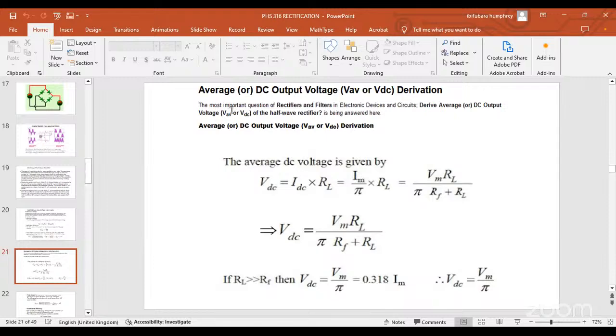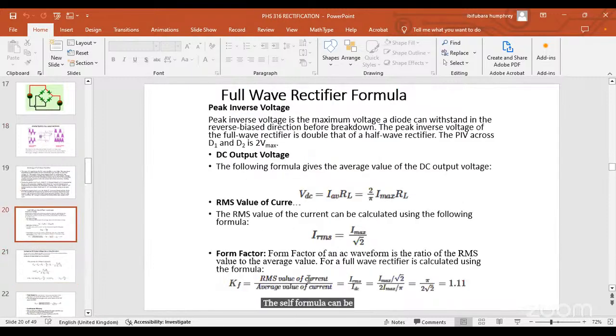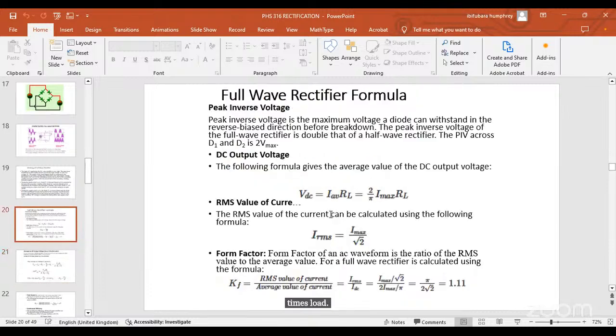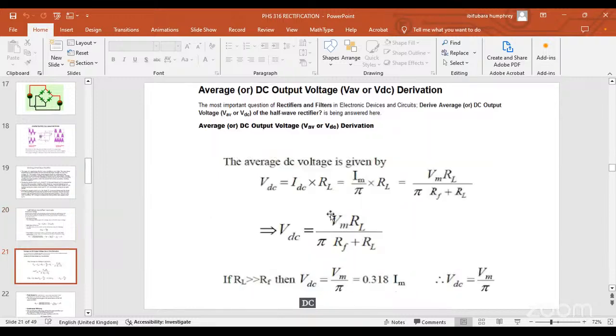The same formula can be applied to voltage. Here we have the average or DC output voltage. So the average DC voltage, VDC, is equal to the DC current times the load, and is given as Imax over pi times the load.